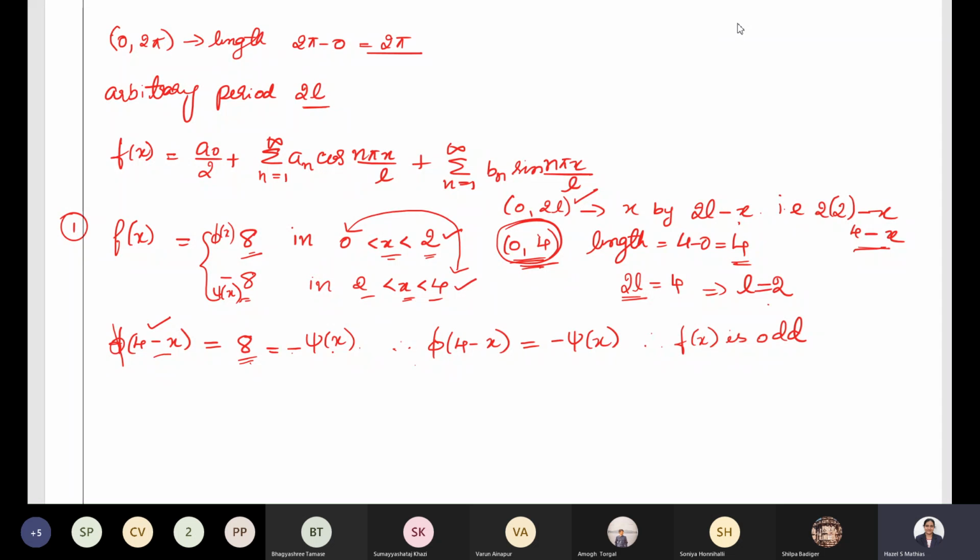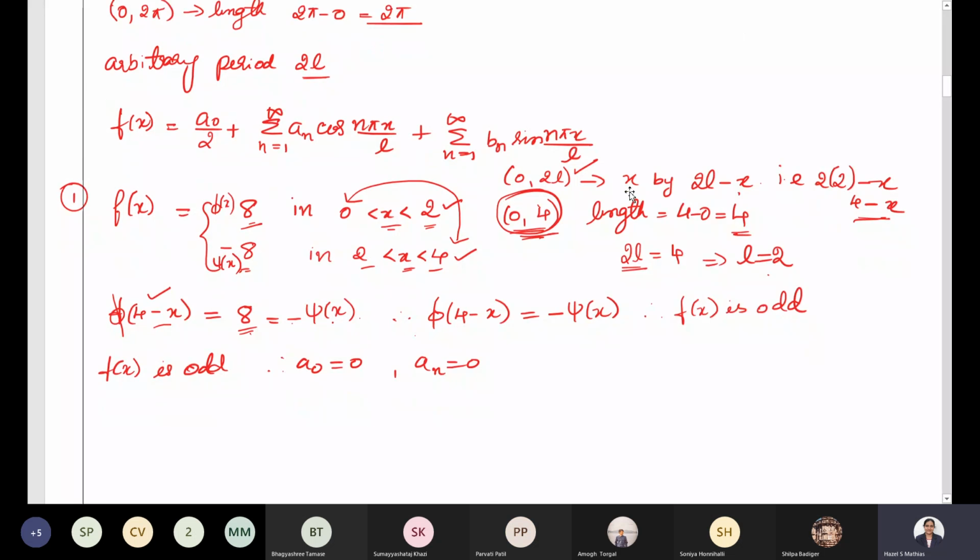If phi of 2l minus x would have been plus xi of x, then we can say that f of x is an even function. But it is minus of xi of x, that's why we can conclude that f of x is an odd function. So what is the benefit of this? If f of x is odd, what can we conclude? The Fourier coefficients, that is a naught equal to 0 and an is also equal to 0. These are the two Fourier coefficients which are 0.